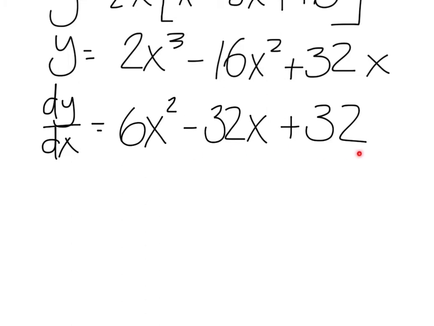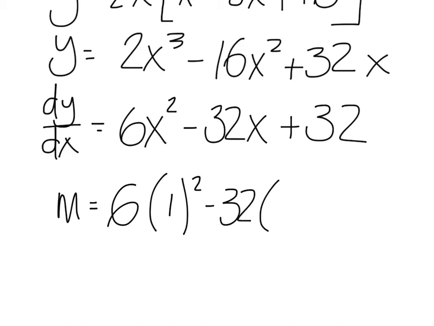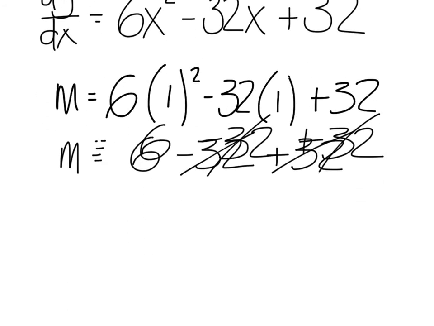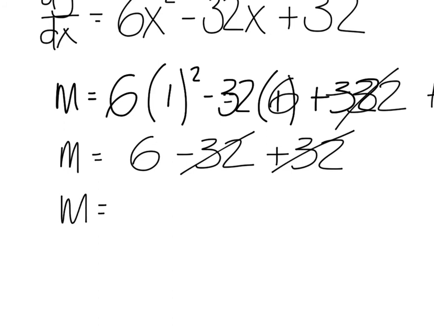So what we have now is this thing here, which represents the gradient of our curve. We know we want to find the gradient when x is equal to 1, so that means m, our gradient, will be 6 times 1 squared, take away 32 times 1, plus 32. Which means that our gradient m is 6 times 1 squared, which is 6, minus 32 times 1, which is minus 32, then plus 32. The minus 32 and the plus 32 then cancel out, which means our gradient m is equal to 6.